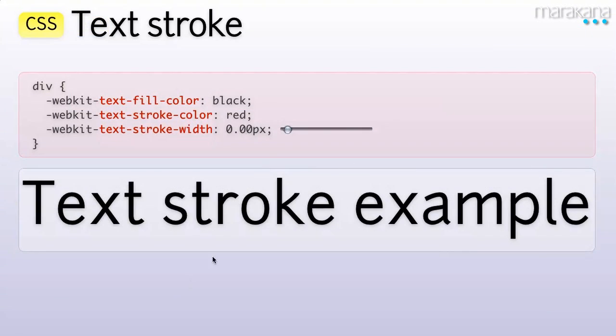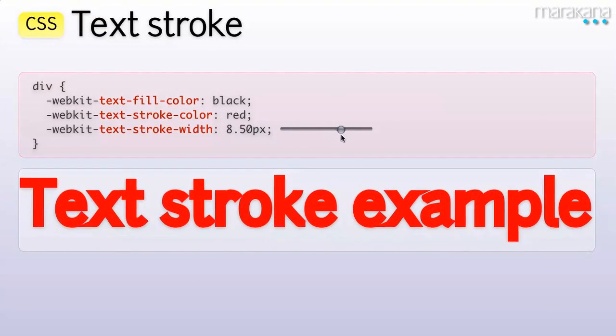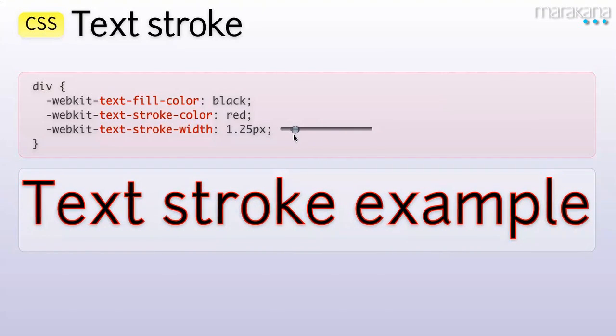Text stroke, this is pretty simple. Here I am changing the width. You have more control now over stroking. So here we are saying fill this with black. Make the stroke, which is the outside red, and then change the width.